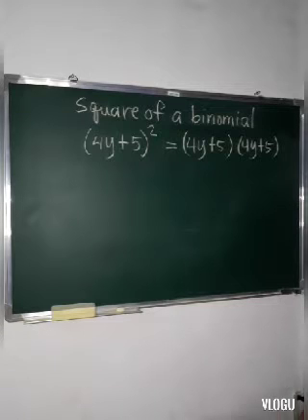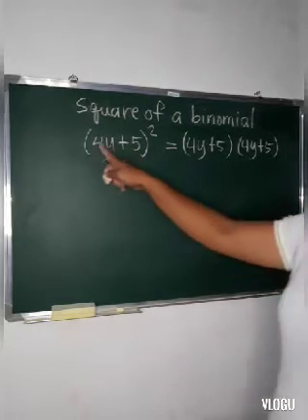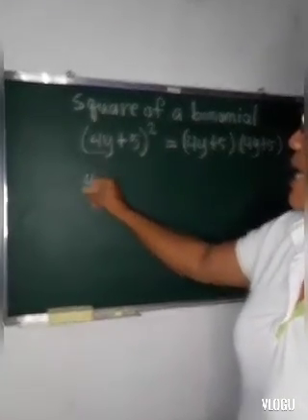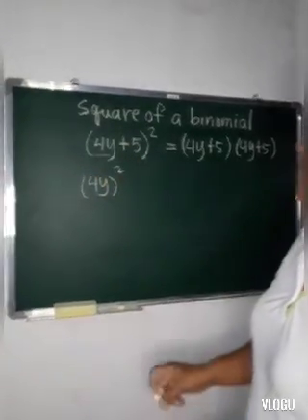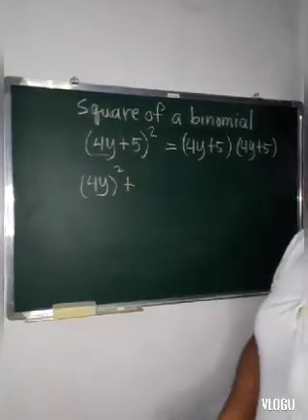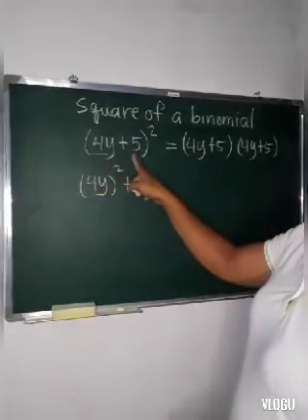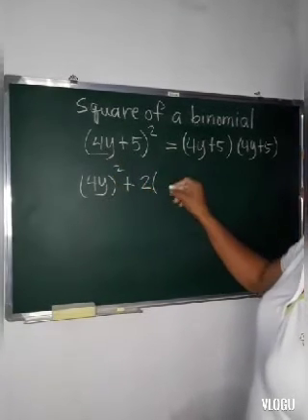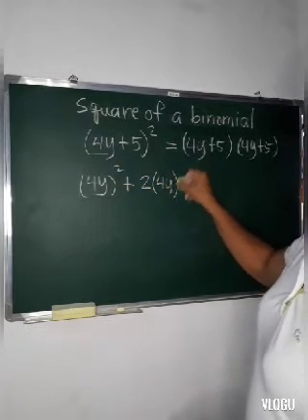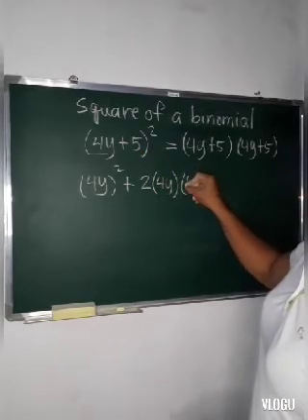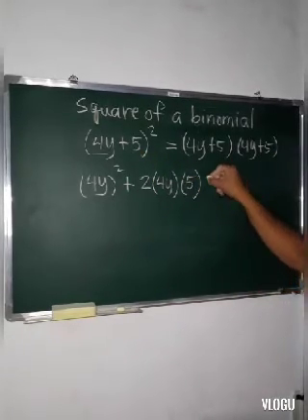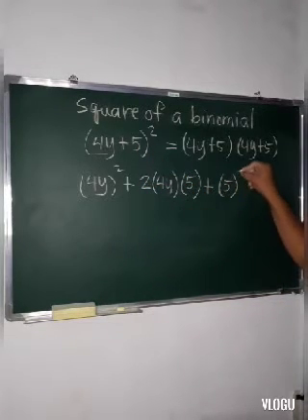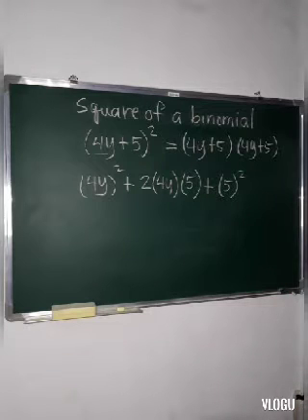Okay, rules in squaring binomial. First, square the first term. 4y squared. Next, plus twice the product of the first term and the second term. So meaning to say twice yung 2, then multiply ang first term, which is 4y, times the second term, which is 5. And the last term is, you're going to square the last term. So 5 squared. So that is the rule for square of the binomial.